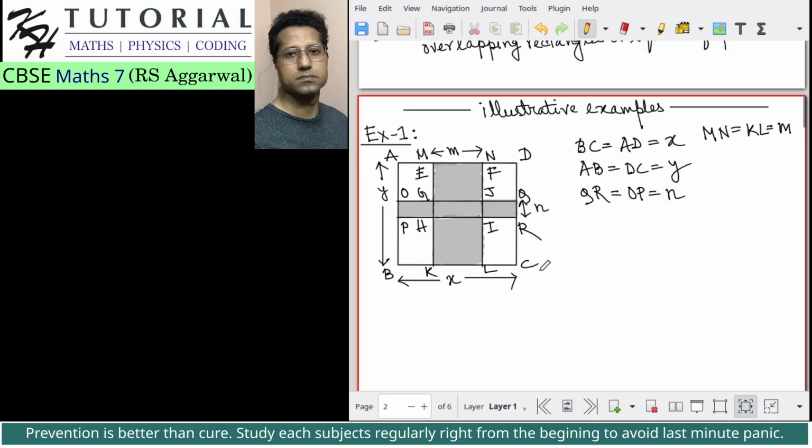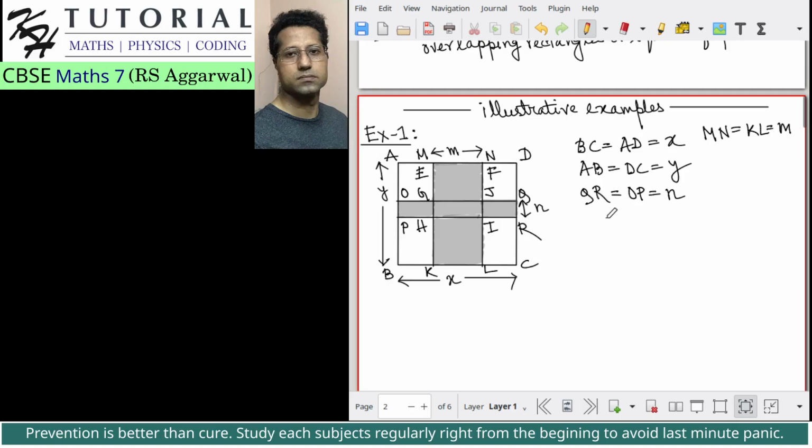Now, as you can clearly see, the entire shaded region I can divide into two rectangles. The one rectangle will be MKLN. So, one rectangle.